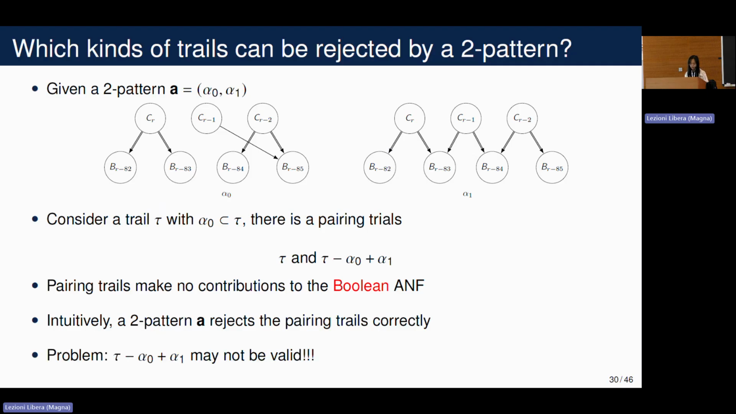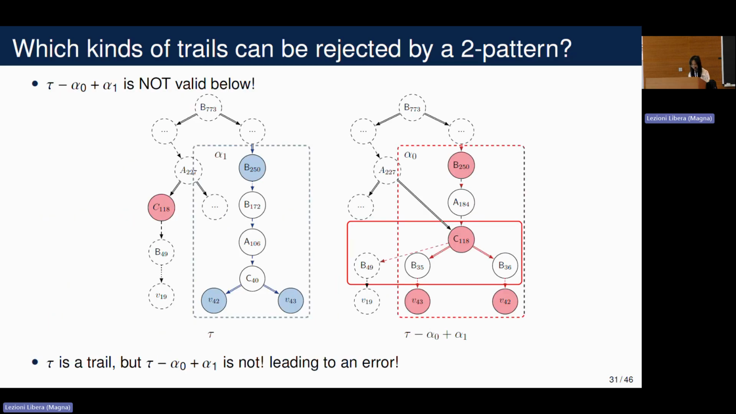But it is not the fact. Tau minus alpha 0 plus alpha 1 may not be valid. Let's look at the example. The left one is tau and the right one is tau minus alpha 0 plus alpha 1. After replacing alpha 0 by alpha 1, we found that the vertex C118 has two outgoing edges. It is not valid, and it may lead to an error.